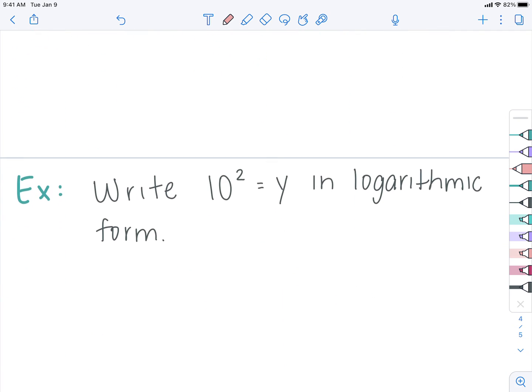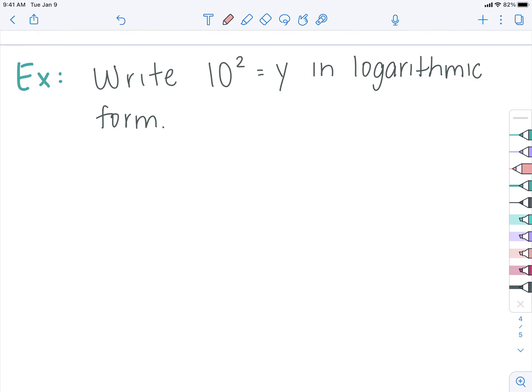What about if I wanted to write 10 squared equals y as a log? So if I wanted to go from 10, I go over to the y, and back to the 2, so I get log base 10 of y equals 2. So all you're going to be doing today is switching back and forth between the forms and getting used to rewriting them.